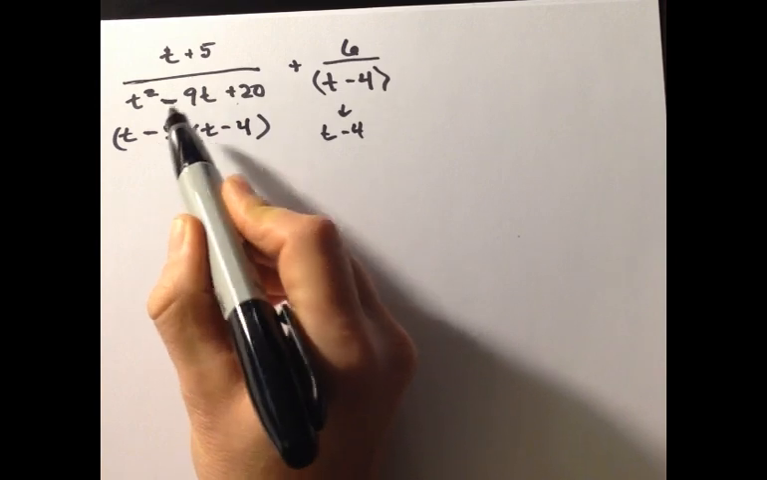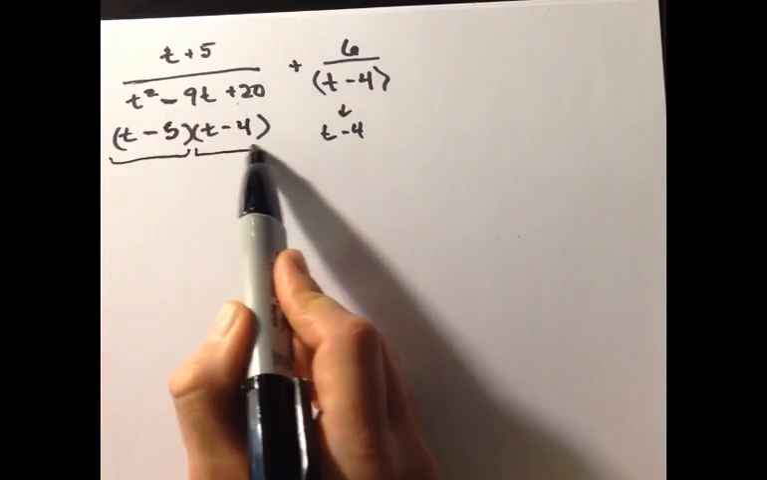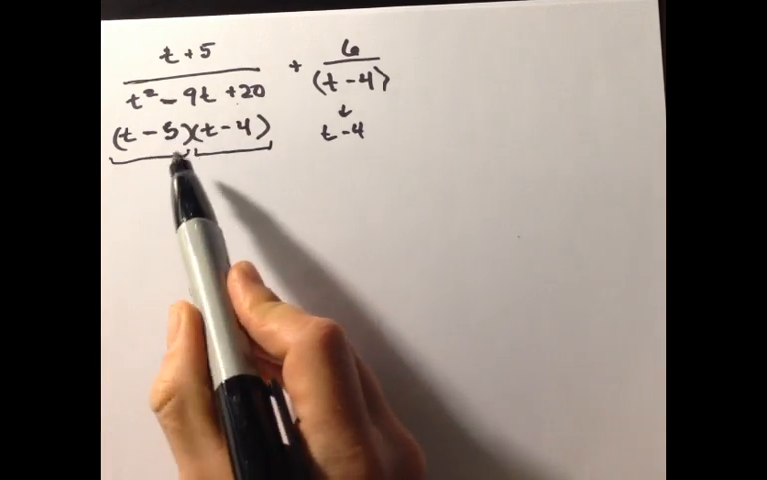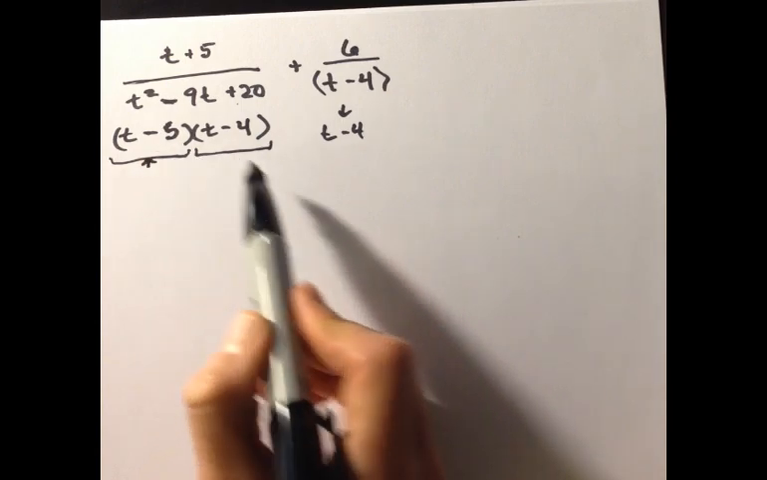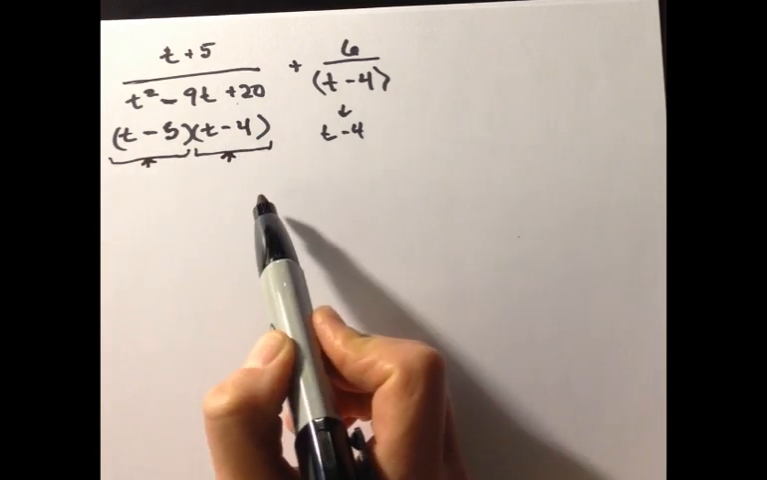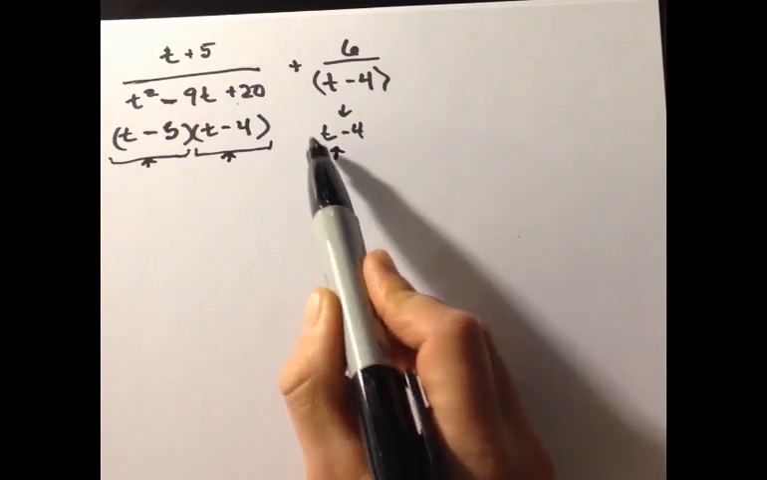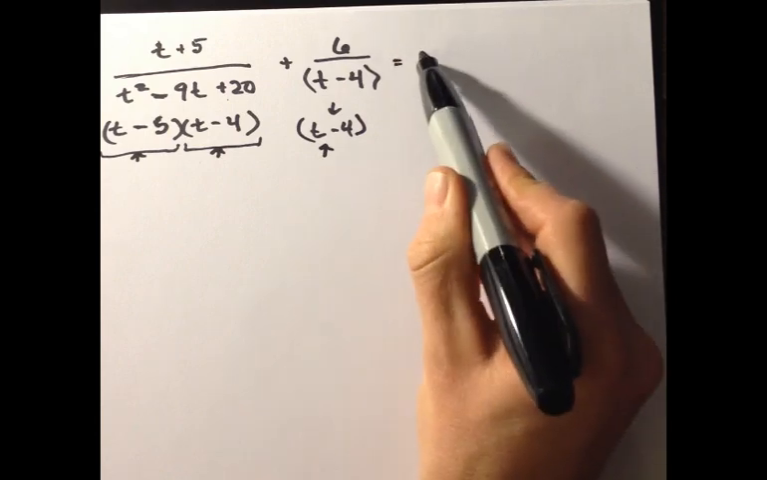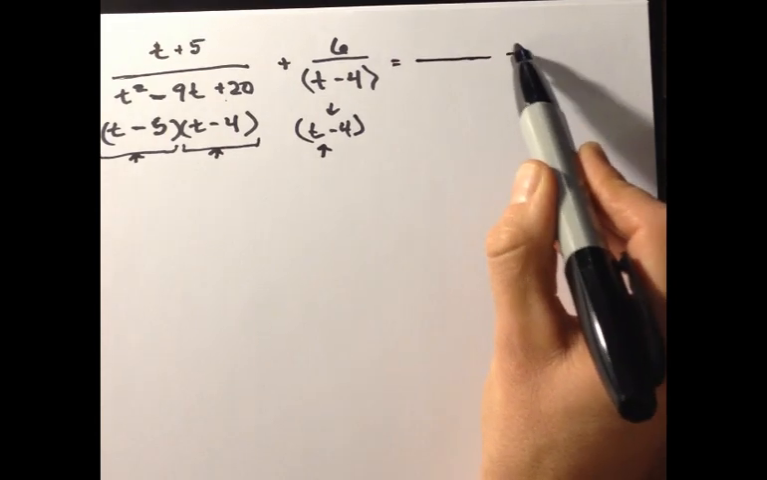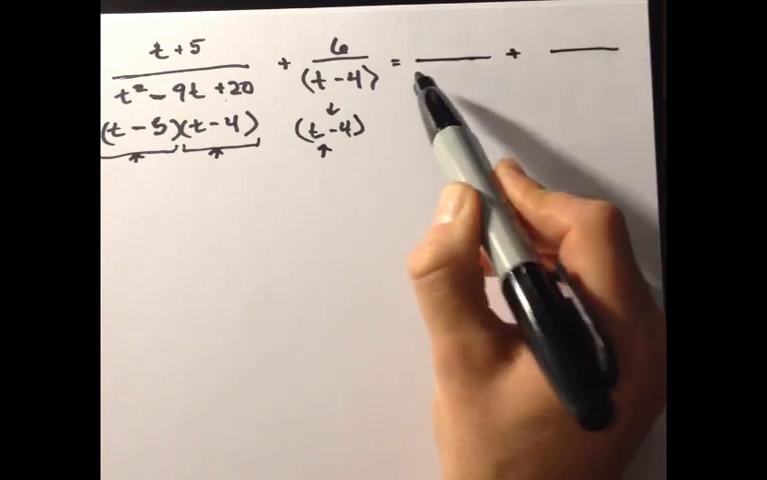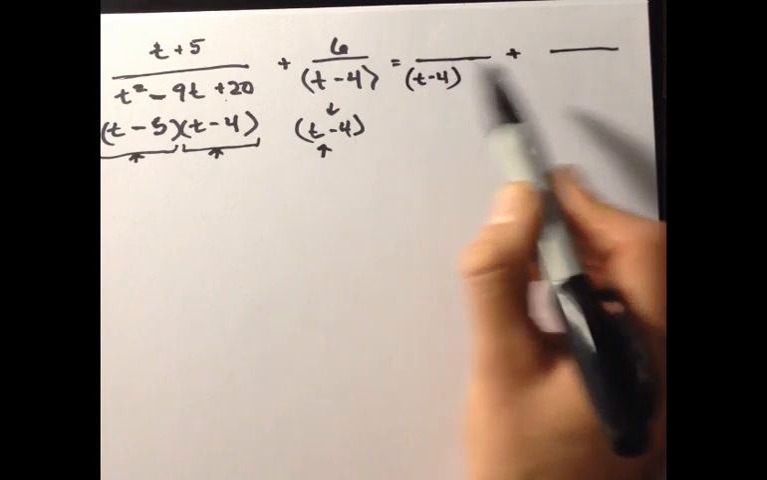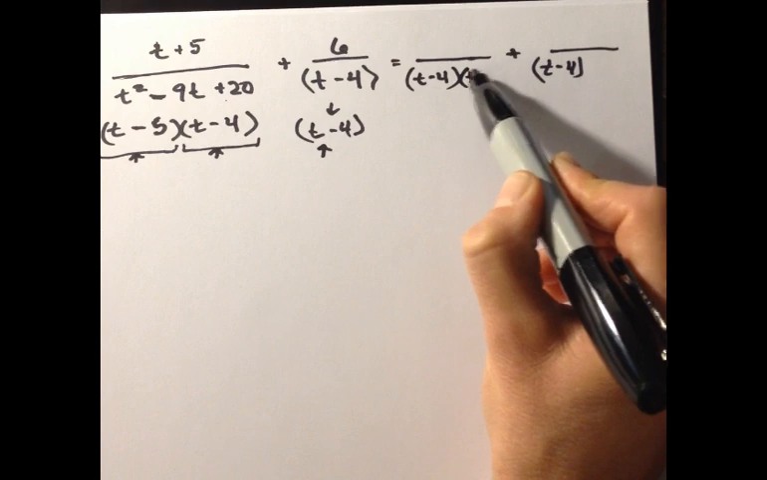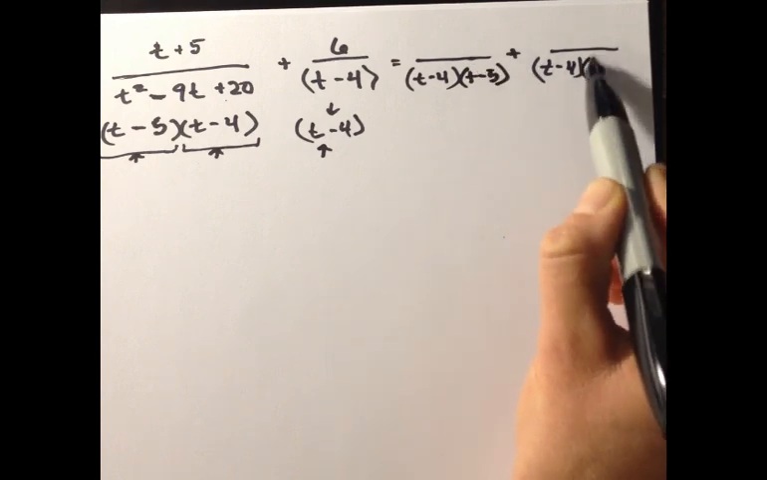So let's do that. Now these two factors are prime factors. Neither of them can be broken down any further. So we know that our new denominator is going to have at least one factor of t minus 5 and one factor of t minus 4. This also requires a factor of t minus 4, so we will only need one factor of t minus 4 in our new denominator. So t minus 4, and the other factor we need is t minus 5.